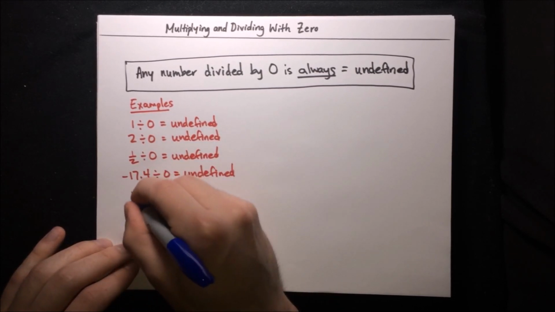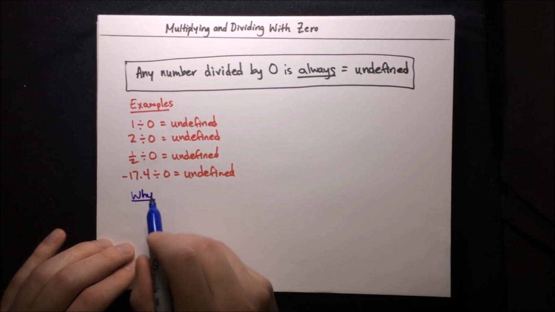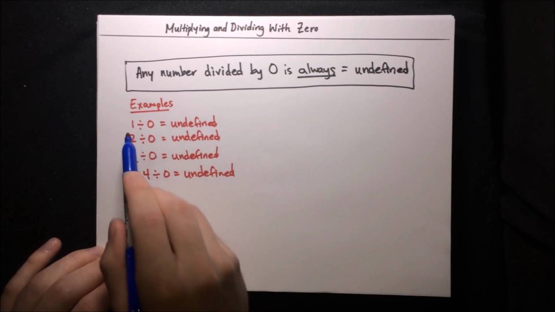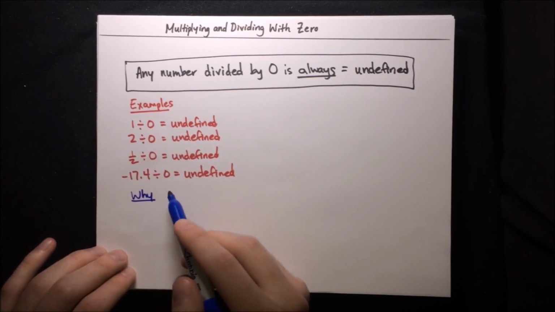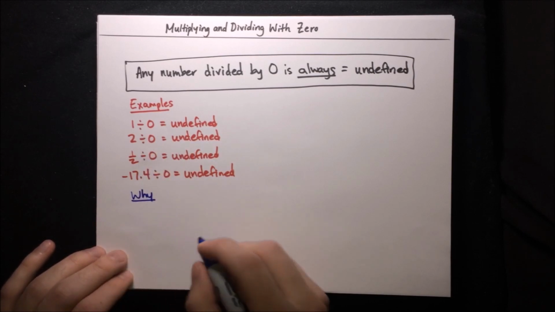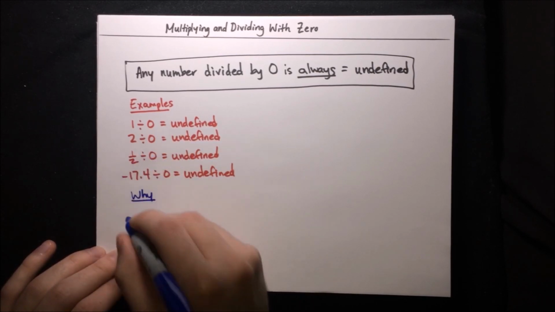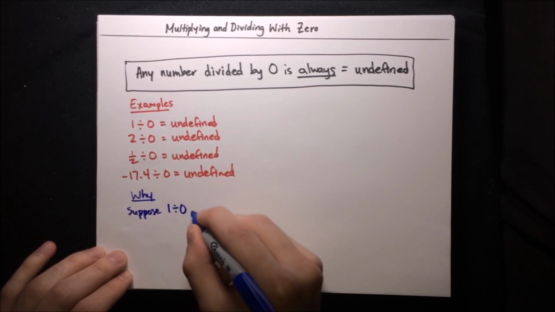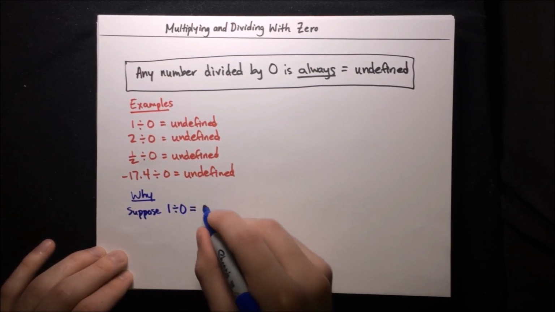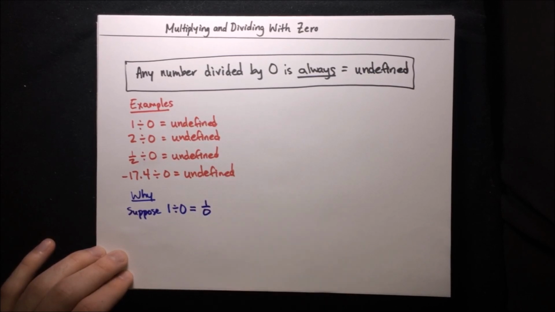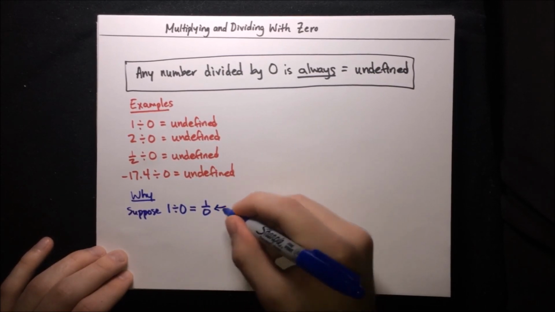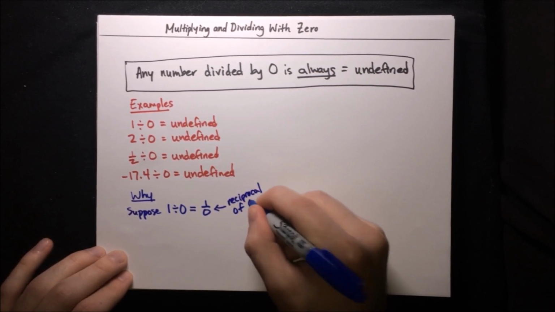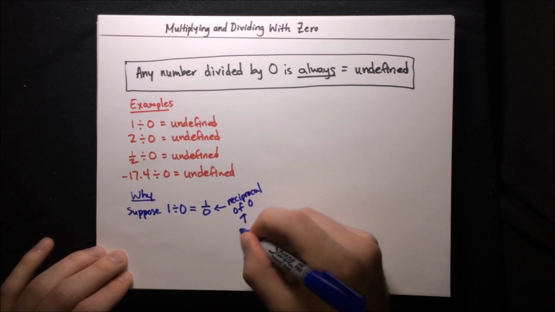So why is this? Why is it that whenever we divide a number by 0, we get a result that is undefined? Well, suppose, for example, that 1 divided by 0 were defined. We'll run into a problem, and let's see what that is. Suppose 1 divided by 0, if it were defined, then that would need to be equal to the fraction 1 over 0. And this fraction 1 over 0, that would need to be the reciprocal of 0.